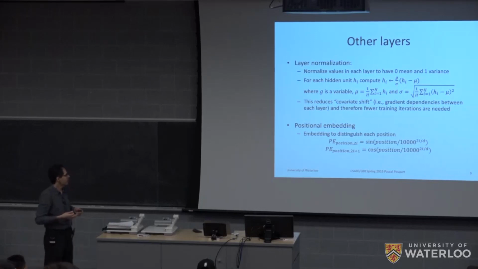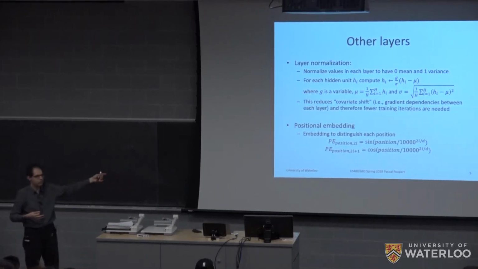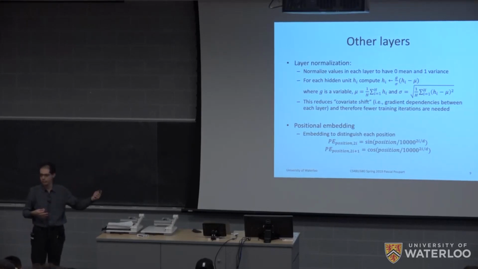Okay. Perhaps one thing I should say as well, some of you might have heard about batch normalization. So this is closely related to batch normalization. But the main difference is that we're doing the normalization at the level of a layer, whereas batch normalization would do it for one hidden unit, but by normalizing across a batch of inputs.